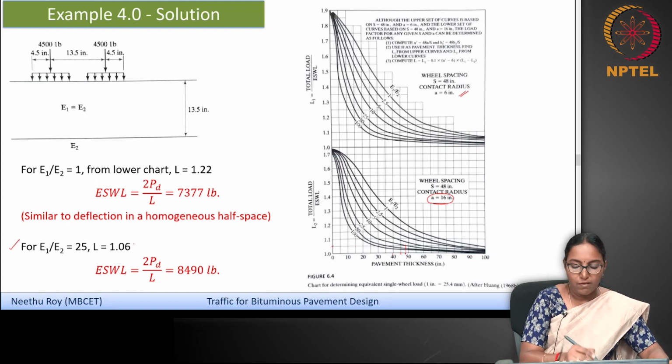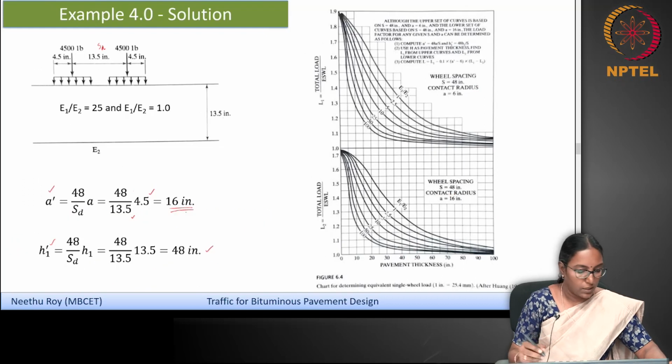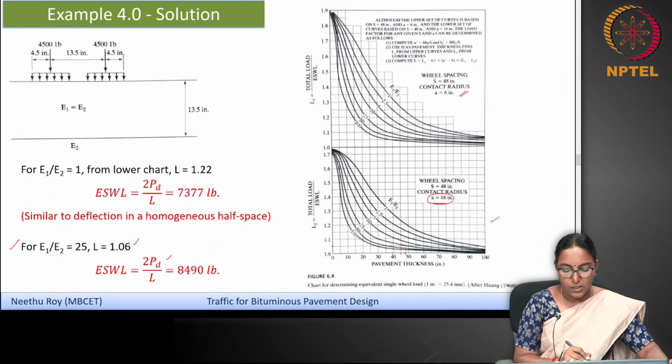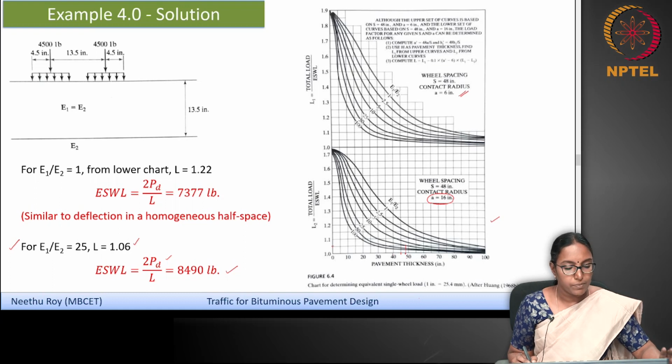Okay, so the L value is read from the bottom chart because it is for A is equal to 16 inch. So your A dash here is 16 inch. So you got it as 1.06. Now 2 PD by 1.06 will give you 8,490 pounds as the equivalent single wheel load. Okay, so this is for a pavement structure with E1 by E2 is equal to 25.